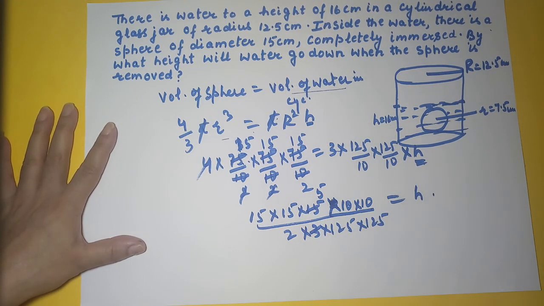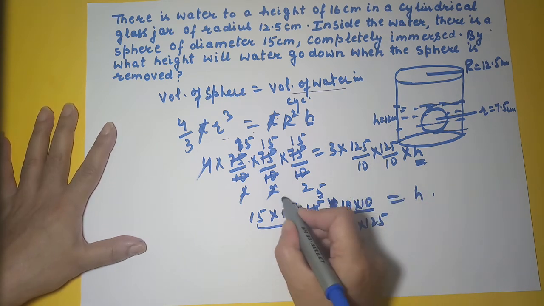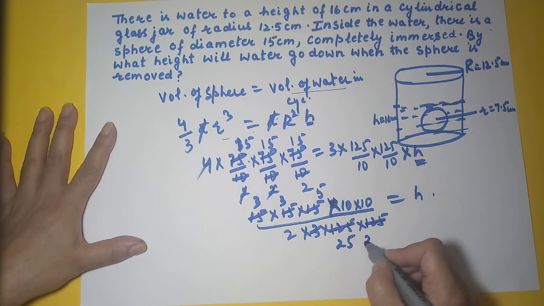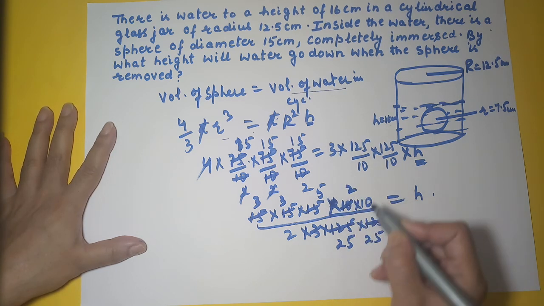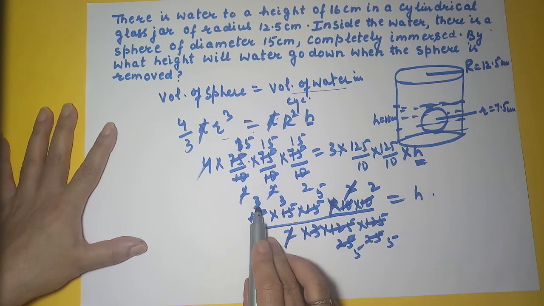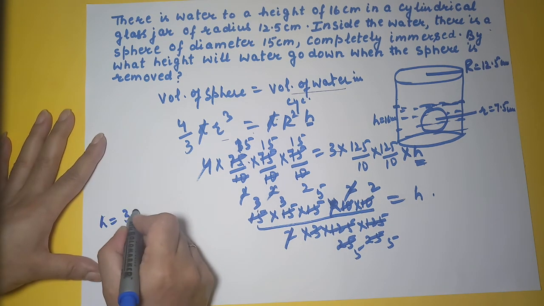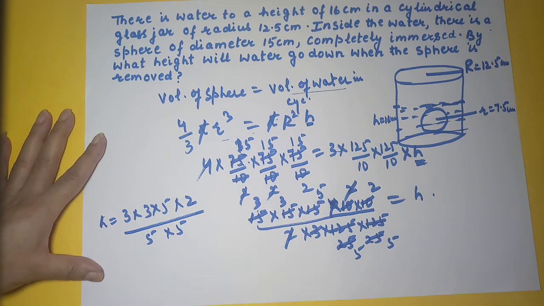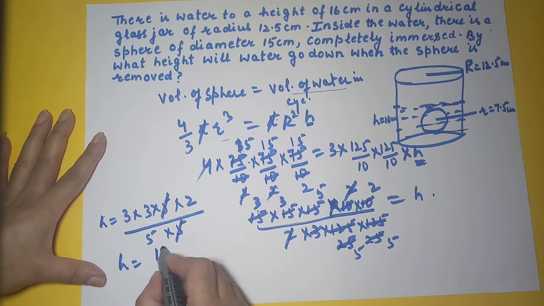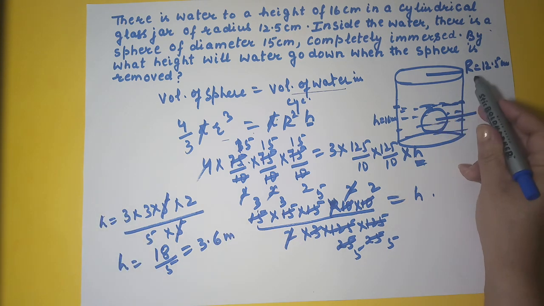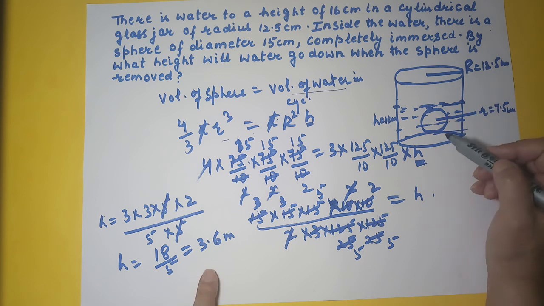3 5s are 15. 5 3s are 15. 5 25s are, 5 2s are, 5 5s are, 1 2 and 1 2 will go. So we are left with 3. So h is equal to 3 into 3 into 5 into 2, and in the denominator 5 into 5. So 1 5 and 1 5 will go. So h is 3 3s are 9, 9 2s are 18 upon 5, which is equal to 3.6 centimeters. So when you take out this sphere, the water level will go down by 3.6 centimeters.